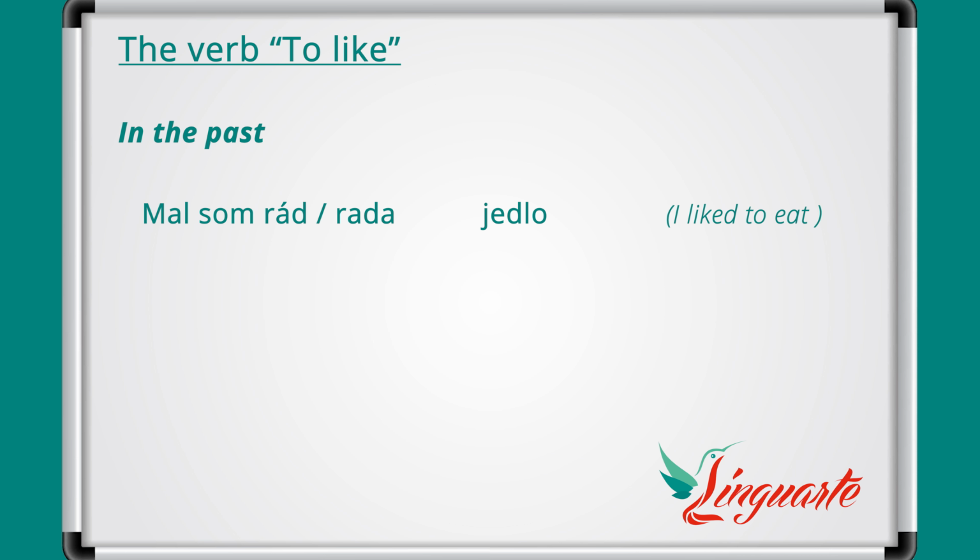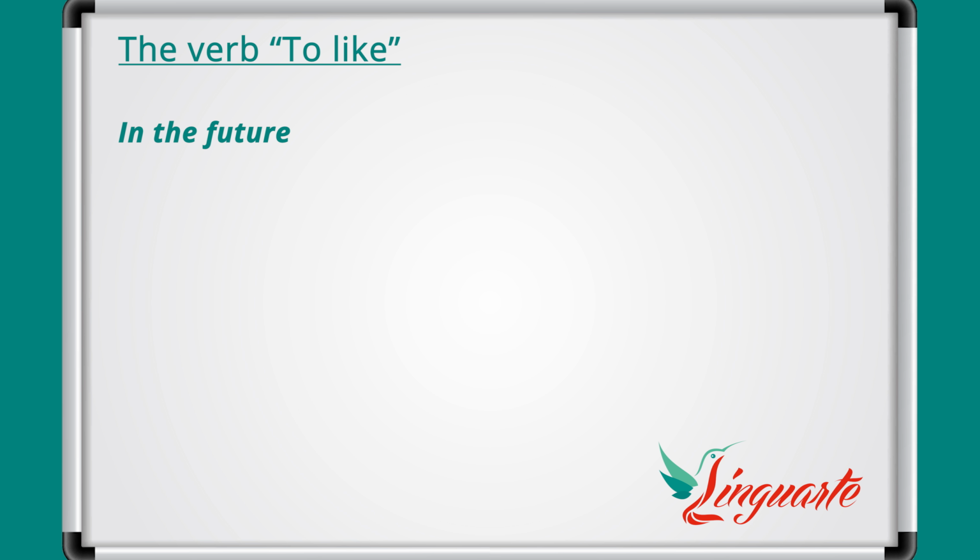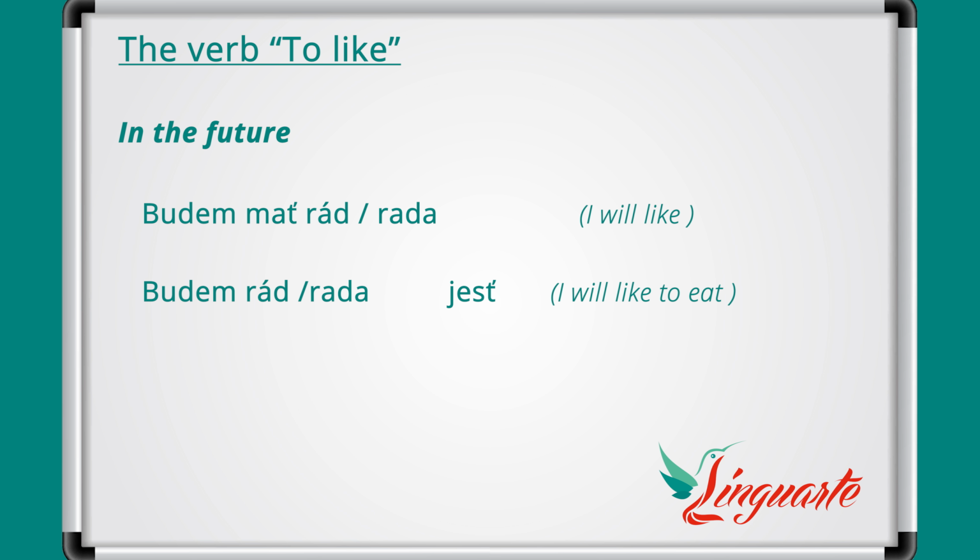These three forms of expressing what we like can also be used in the past or future tense. In the past it would be mal som rád, rada, ja som rád, rada, jedol, jedla, páčil sa mi, páčila sa mi. In the future tense we would say budem mať rád, budem rád jesť, bude sa mi páčiť.